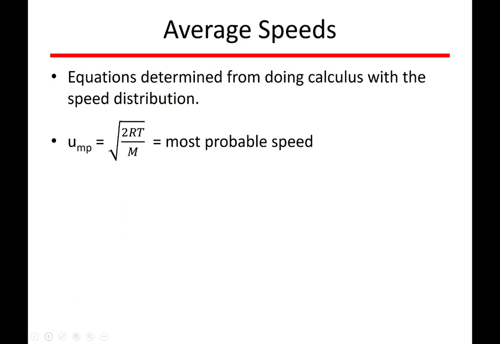The first way that we could look at the average speed is by determining what's called the most probable speed, which would be the peak in the speed distribution function. The most probable speed is equal to the square root of 2RT over capital M, where capital M represents the molar mass of your gas in units of kilograms per mole.